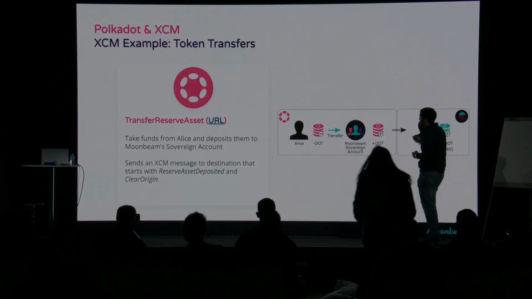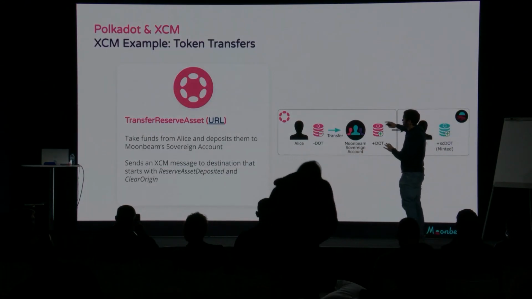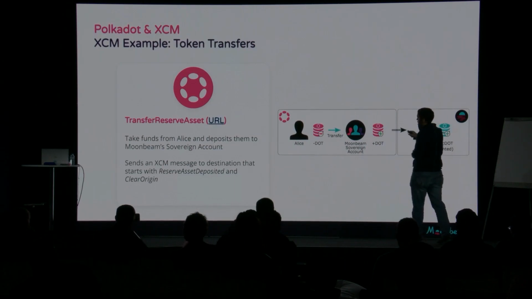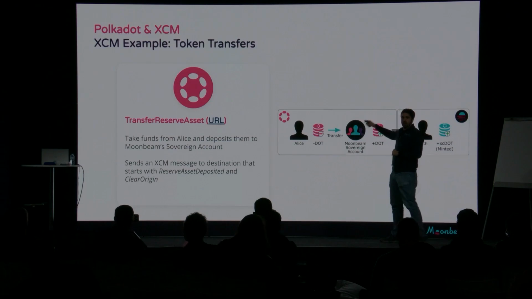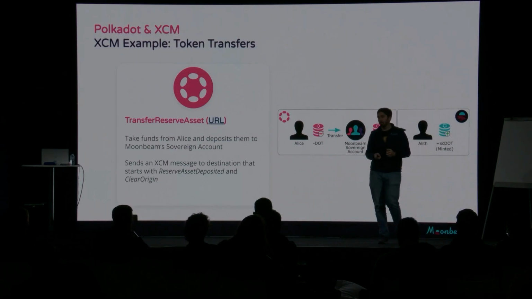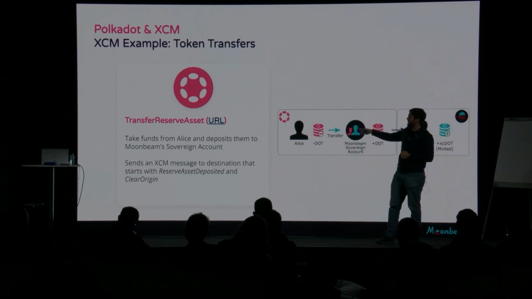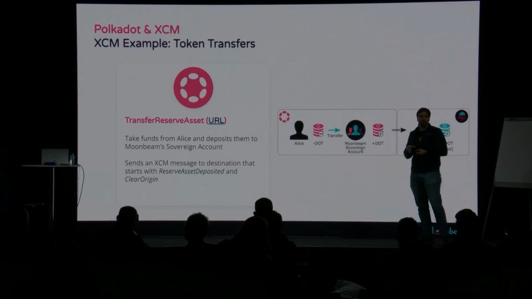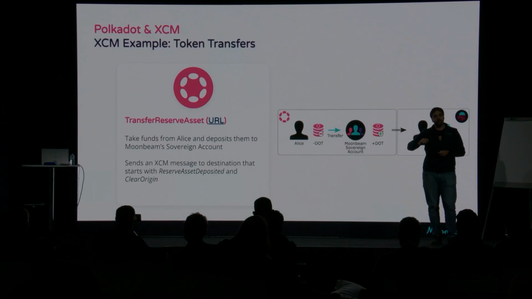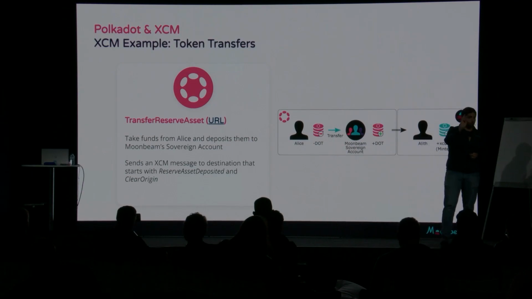So if you go back to our example, and this is flickering a little bit for whatever reason, hopefully it's not too distracting, we have Alice sending DOT to Moonbeam, and the sovereign account will hold these DOT in the meantime, right? This is the instruction that gets executed on Polkadot, and what it does is basically take funds from Alice, deposit them to the Moonbeam sovereign account, and send an XCM message that is going to start with 2 instructions for security, which are reserve asset deposited and clear origin.